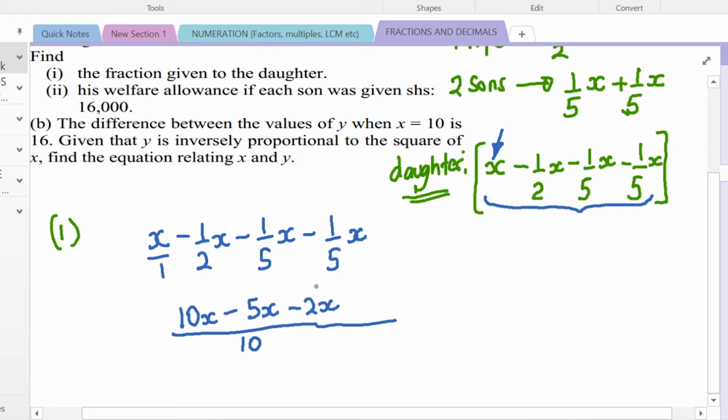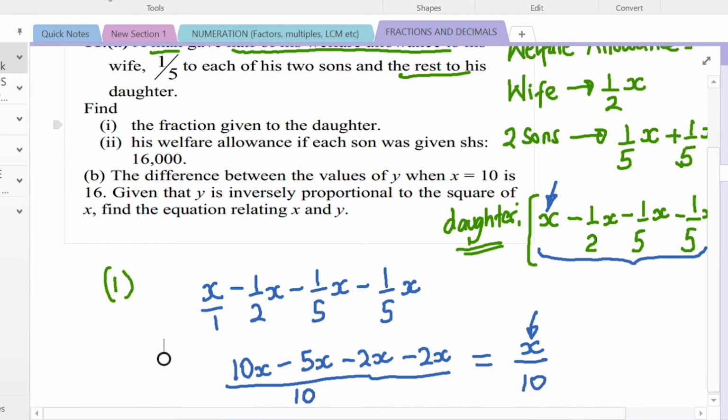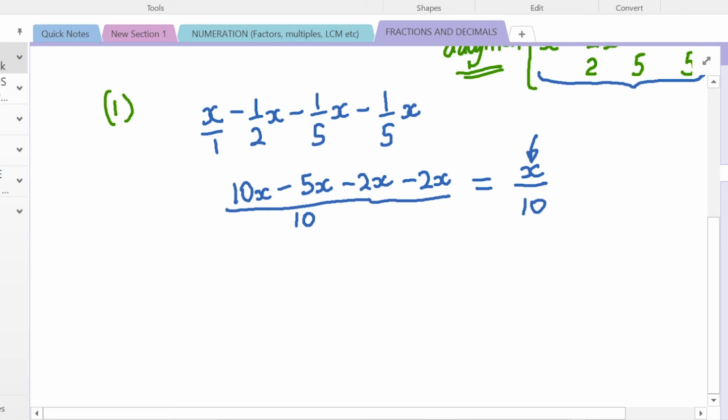The same thing is here. 10 divided by 5 is 2, 2 times x is minus 2x. And so definitely this is going to be 10x minus 5x, which remains with 10 minus 5 is 5. 5 minus 2 is 3. 3 minus 2 is 1. So this remains with x on top over 10. Now remember we said x is the allowance, and the question here asks us to find what fraction was given to the daughter. What fraction was given to the daughter? So we shall simply come here and say that the daughter received a tenth.